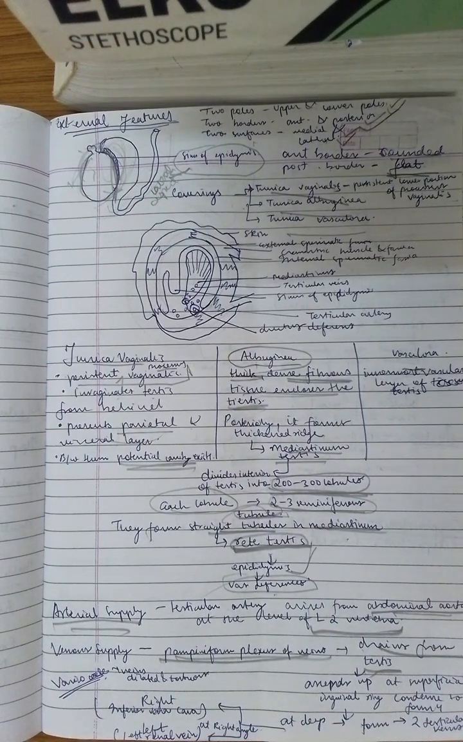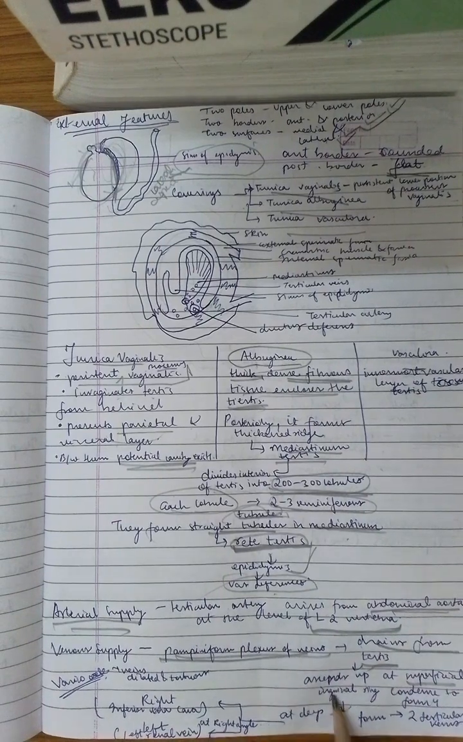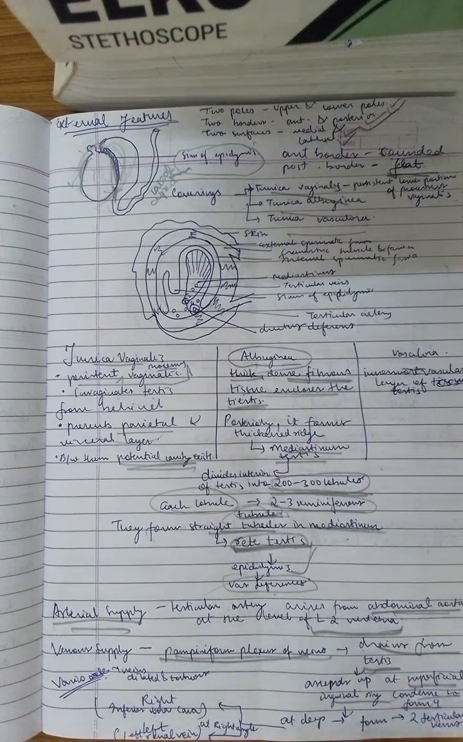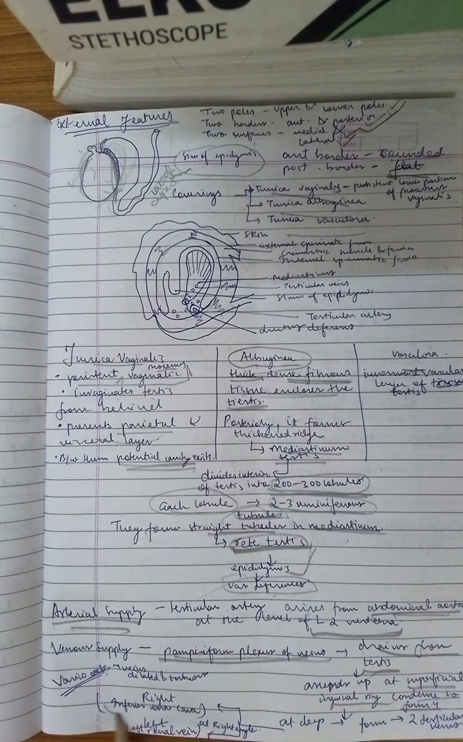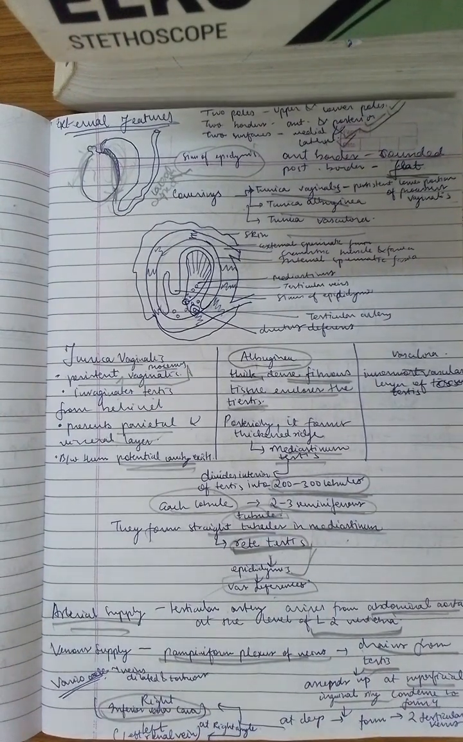The pampiniform plexus drains the testis, ascends up to the superficial inguinal ring, and condenses to form 4 testicular veins, and then condenses again to form 2 testicular veins, one from the right and one from the left. The right one drains into the inferior vena cava, and the left one drains into the left renal vein at a right angle, at a 90-degree angle.